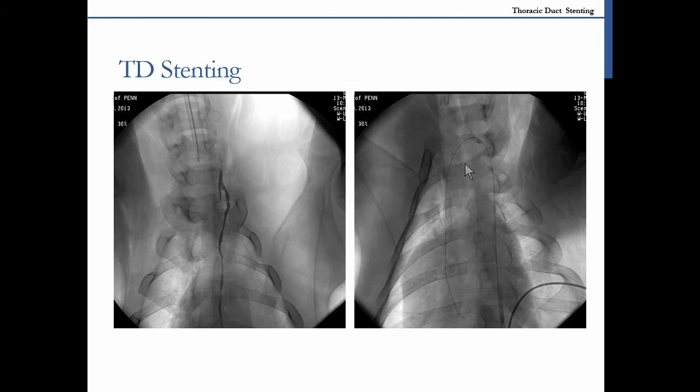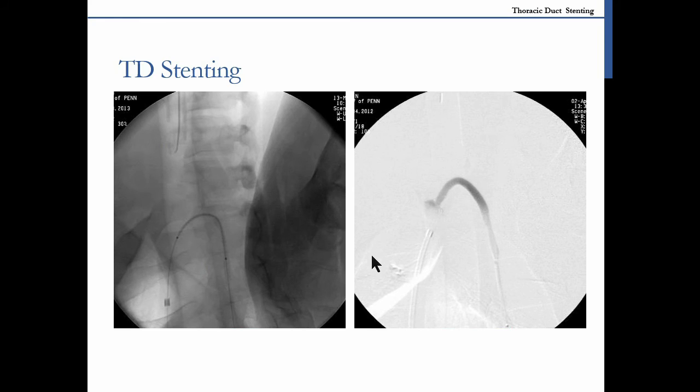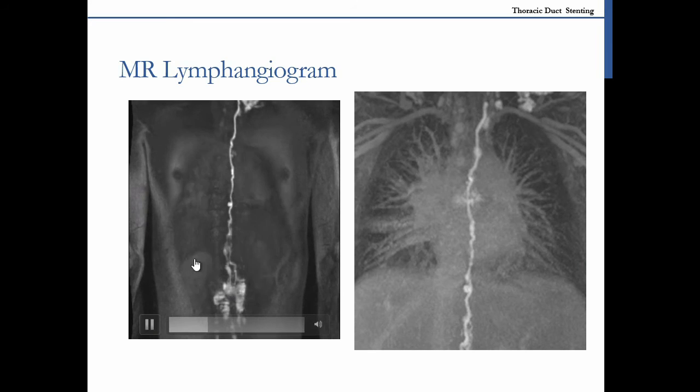Can you stent the thoracic duct? Yes, we do it extensively on swine. It works pretty well, very, very easy. Can we do it in humans? You can see this is post-stenting on a pig, a normal thoracic duct. Absolutely. This is a child with plastic bronchitis.